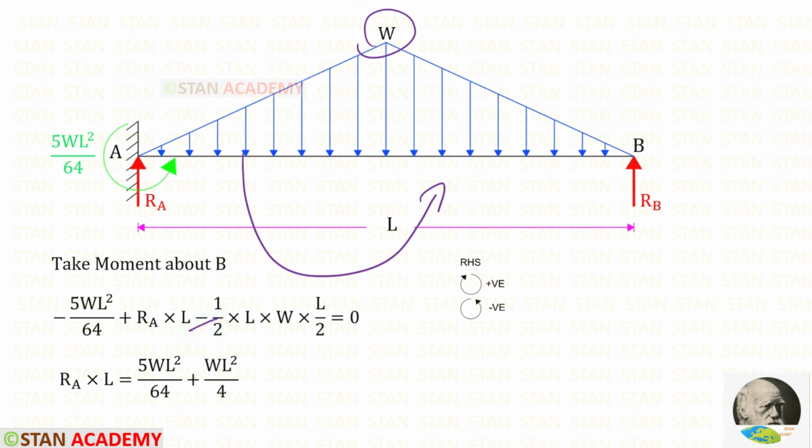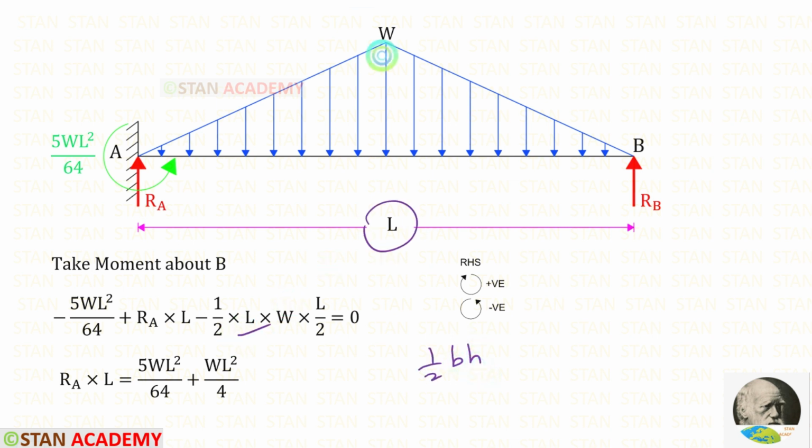For the UVL, we have to multiply the area with the centroid distance. We know the area formula of a triangle, that is half into BH. Here the breadth is L and the height is W. Now let us find the centroid distance. We know that it is a symmetrical triangle. The centroid lies in the center. When we divide the length L by 2, we will get the centroid.